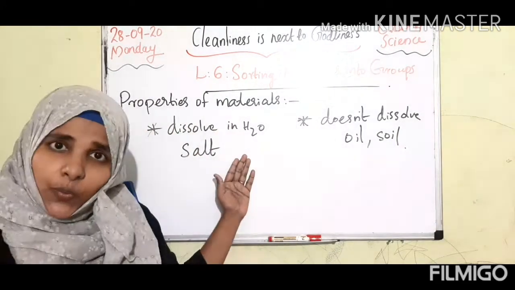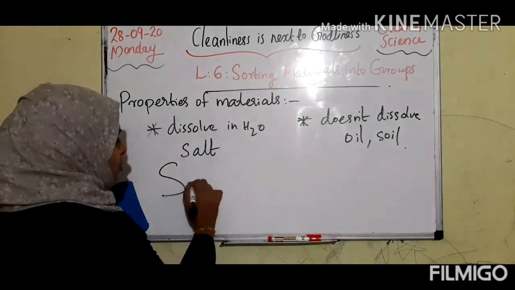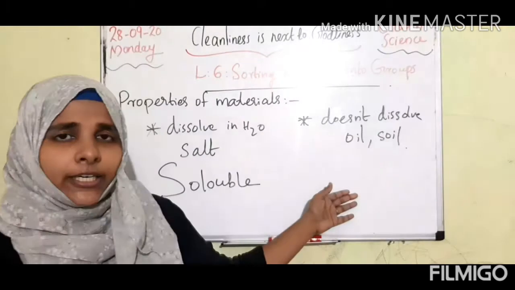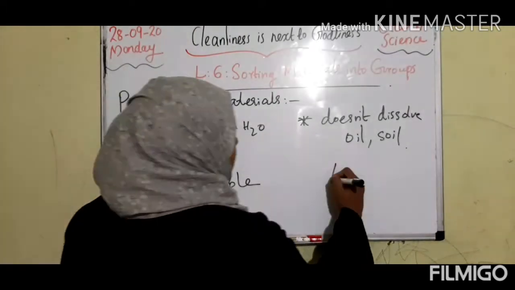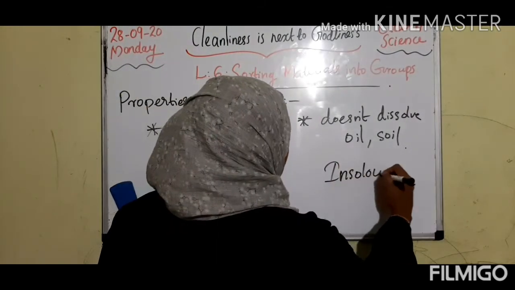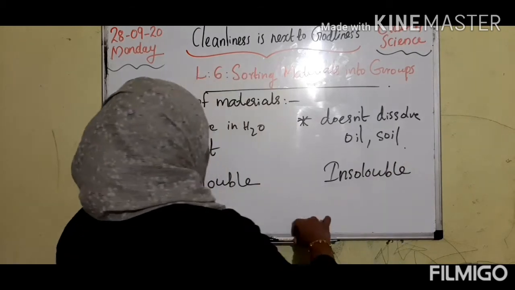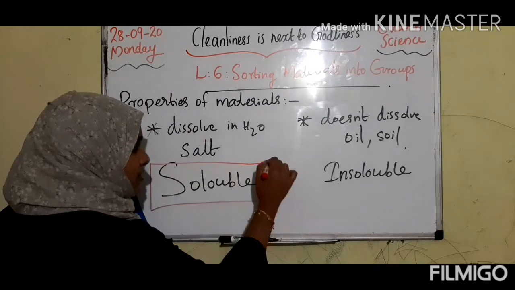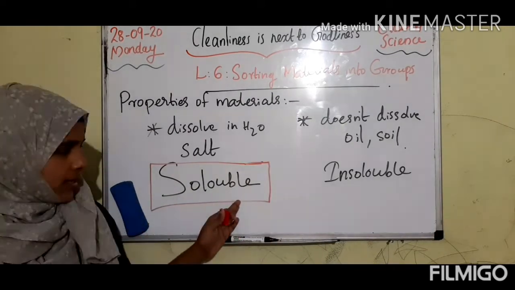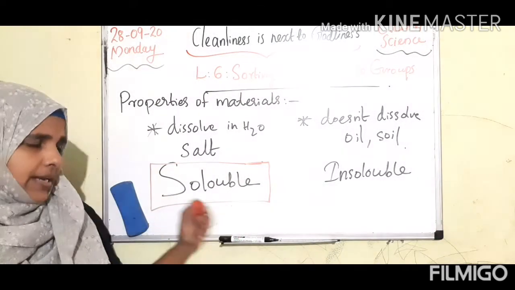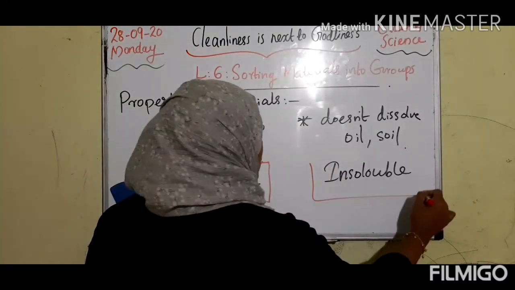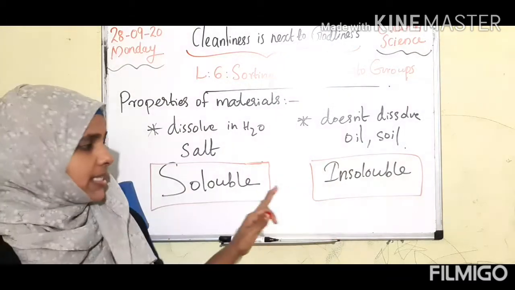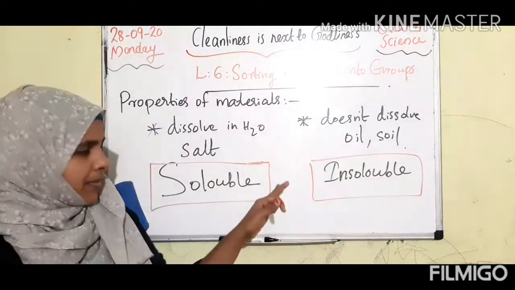Substances which dissolve in water we call soluble. Substances which don't dissolve in water we call insoluble. That is insoluble. Now clear all of you? So from the experiment we can clearly understand substances which are soluble in water we call soluble material. Substances which don't dissolve in water we call insoluble material. Clear all of you? This is the 3rd property of material.